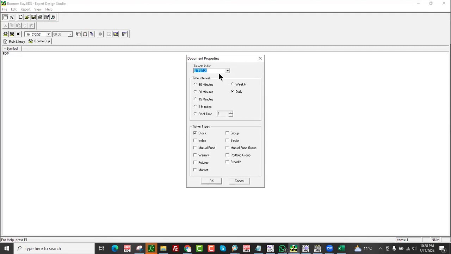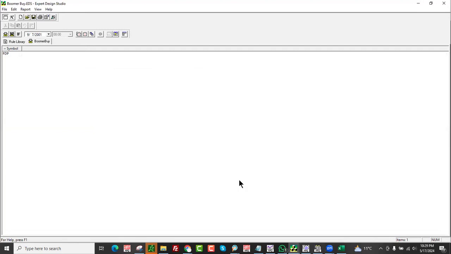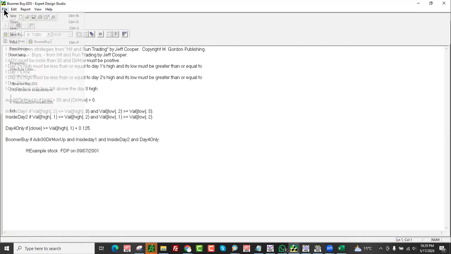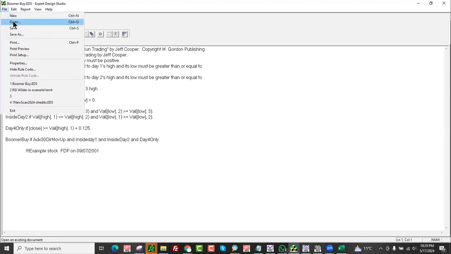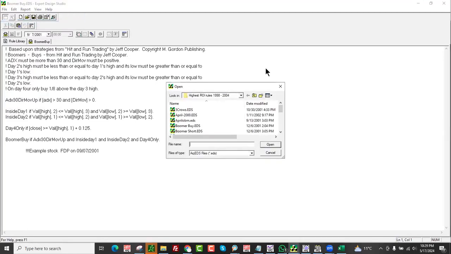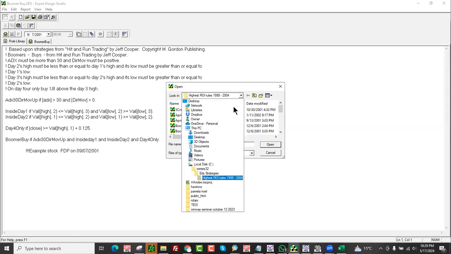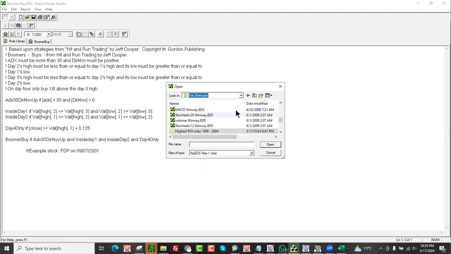So this is the process you go through within the Expert Design Studio. First off, you need a strategy. So where does this strategy come from? Well, as I said, this was canned, and I know many of you will know this, but when you go to File and Open, and in here, there is a folder, Wintest32, where the software lives, and EDS Strategies is inside that. And inside that is a bunch of subfolders, and these contain a couple of hundred different strategies.